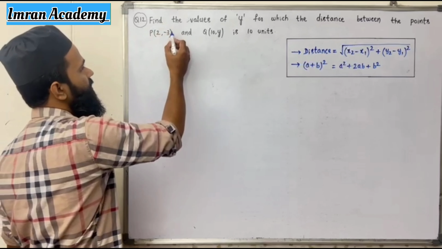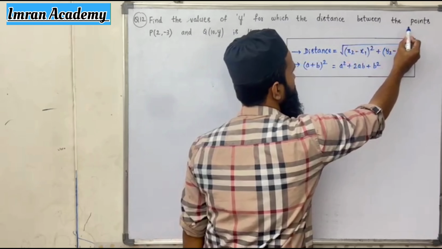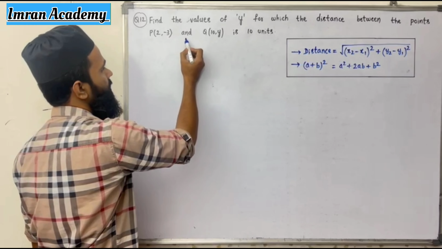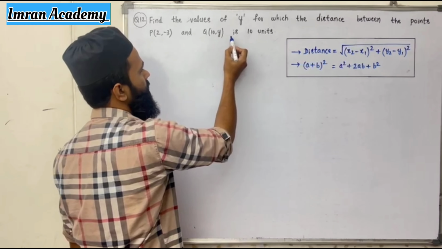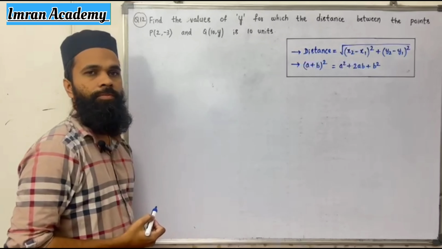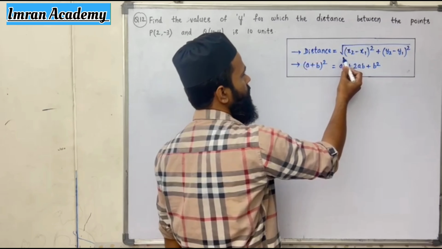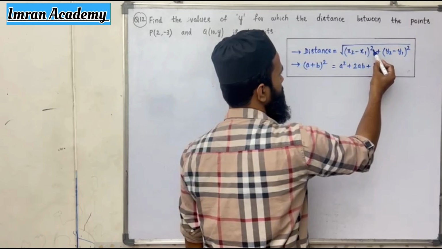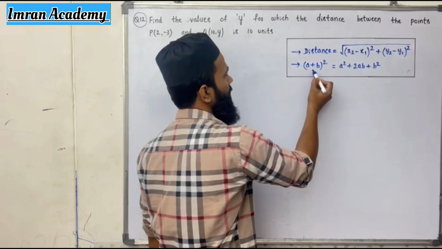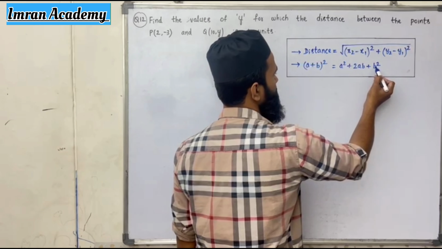Question 12. Find the values of y for which the distance between the points P(2, -3) and Q(10, y) is 10 units. To solve this problem, learn this formula. Distance is equal to the square root of (x2 minus x1) whole square plus (y2 minus y1) whole square. And (a plus b) whole square is equal to a square plus 2ab plus b square.